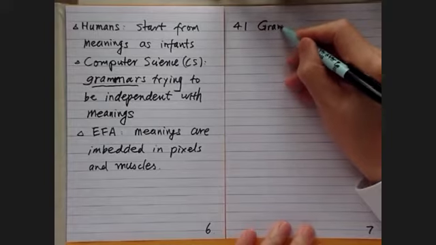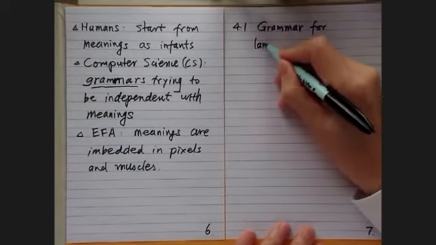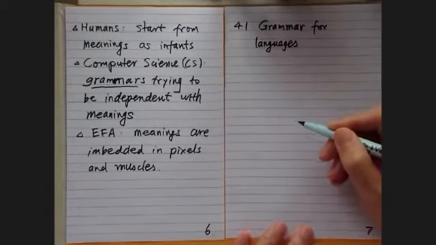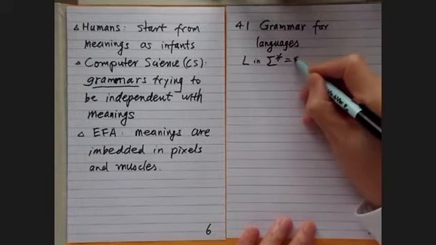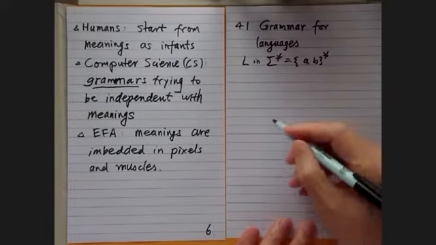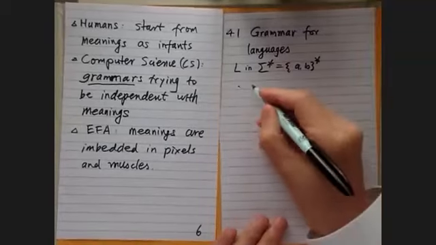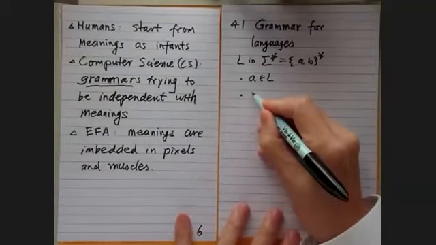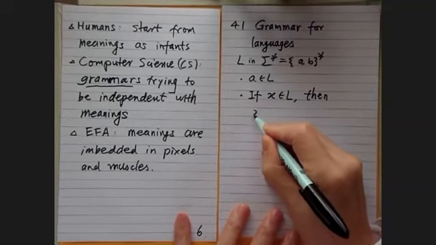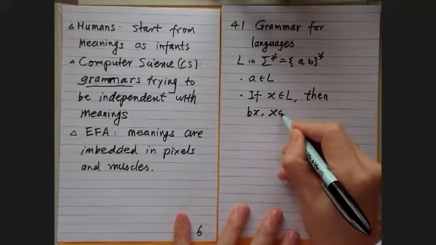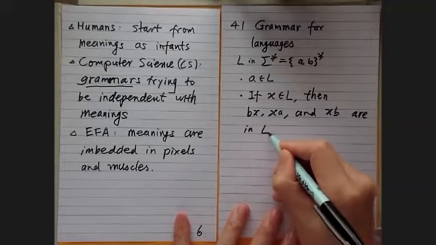Right. So now I move on to the good old-fashioned computer science, all right? Grammar for languages, right? What kind of language? Not natural languages, but computer languages. Let's do that. Every language in sigma star, and we define a language, all right? And we do a recursive definition as we did before. We have a rule: suppose A is in the language, and another rule: if X is in the language, then BX, XA, and XB are all in L. That's our loop, right?